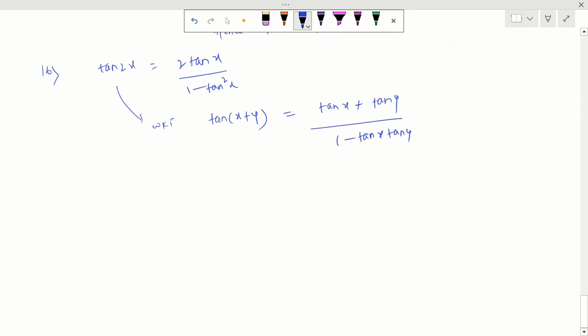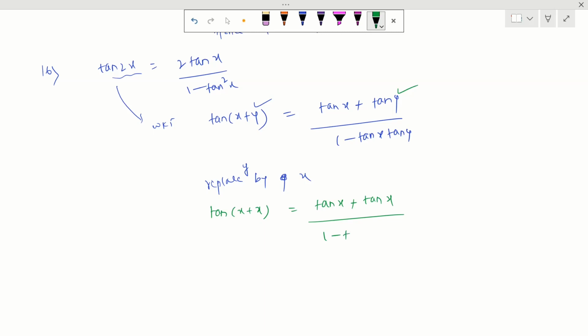So in this expression, what I do here is replace y by x. If we replace y by x, then it is x plus x, and the tan term becomes tan x, and y becomes tan x.